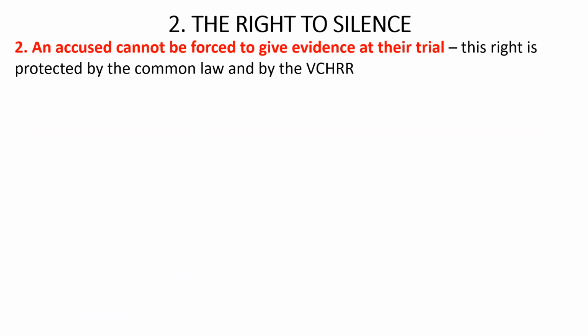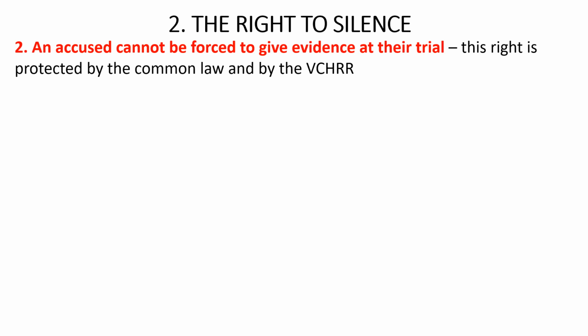The second protection that is included in the right to silence is that an accused cannot be forced to give evidence at their trial. Where an accused exercises this right, not only does the accused avoid giving evidence in response to questions asked by their lawyer, that is the defence lawyer, in examination in chief and re-examination, but most importantly the accused avoids being cross-examined by the prosecution. However, the accused can't pick and choose. If the accused decides to give evidence, then the accused can be cross-examined by the prosecution.